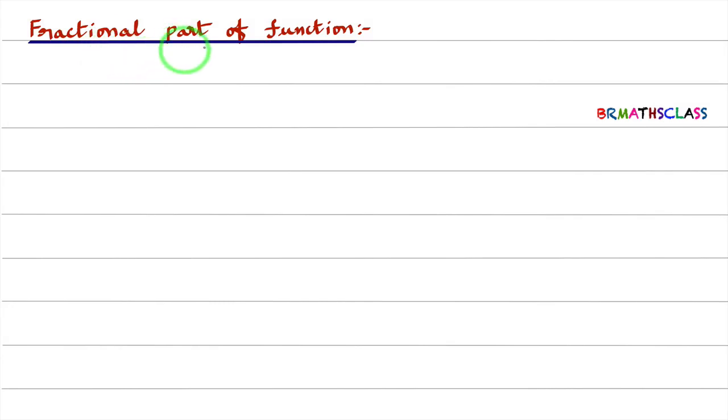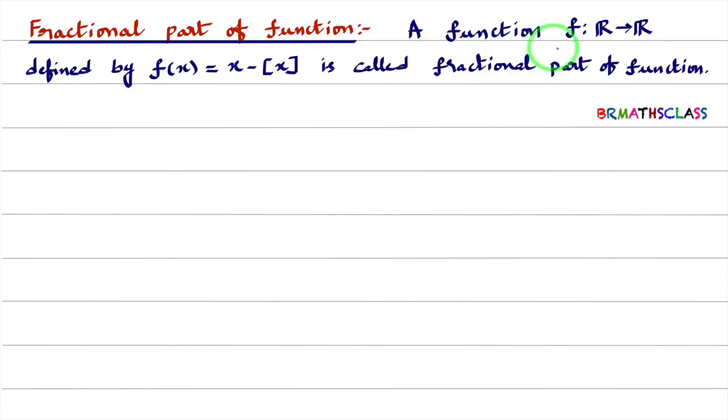Definition of fractional part function. We will learn the domain, codomain and range of the fractional part function, and examples to understand its definition, and we will learn how to draw the graph of the fractional part function. First, we will learn the definition of the fractional part function. A function f from real numbers to real numbers, a function which is from real numbers to real numbers, defined by f of x equal to x minus step x. Look here, in previous classes we learned what a step function is.